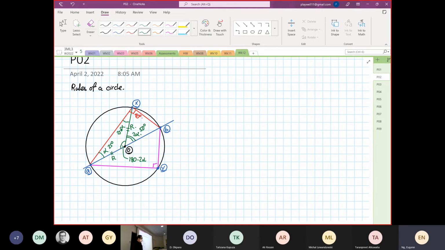what we mean by the rules of the circle. Okay. So we are going to employ the rules of the circle to find the other possible solution.